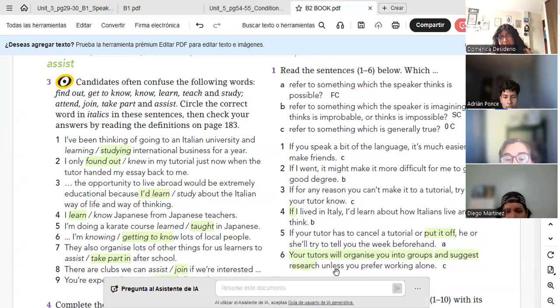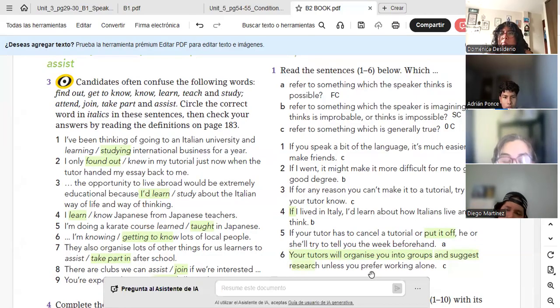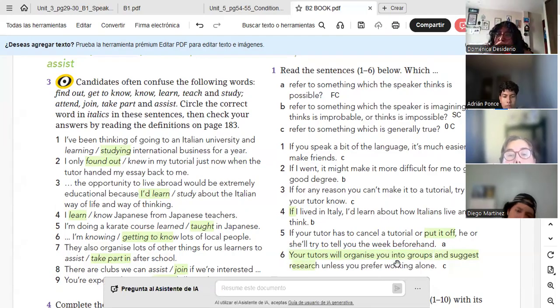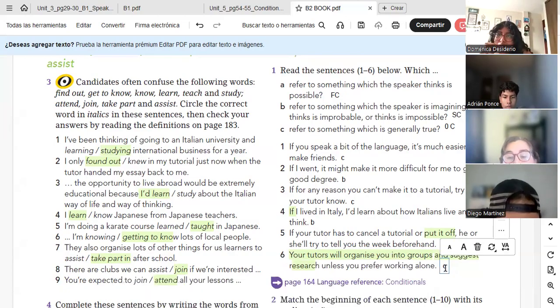Unless means a menos que. Unless puede reemplazar if. Es otra condición. Otra palabra que nos indica la condición. Unless you prefer working alone. What is this? Main clause will and the if clause is a present simple. So this is zero, first or second? First. First conditional. For letter A.